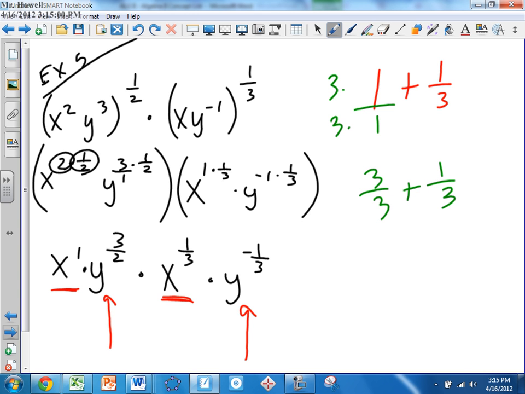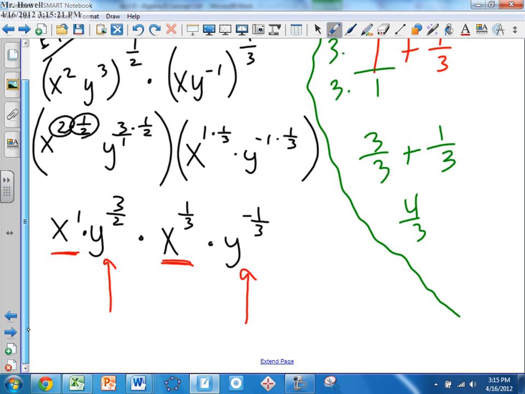And think about it logically, guys. You're taking 1 plus 1/3. 1 is 3/3. 3/3 is 1. They're synonymous for one another. Okay, 3/3 is just 1. So these two values add up to be 4/3. That's my x component. That's the x work that I have to do. So my answer I'm going to get, and I'll put this at the bottom for the x part, is going to be x to the 4/3. That part's done. Now what about the y's? What about the y's?